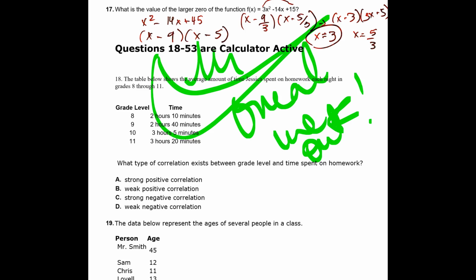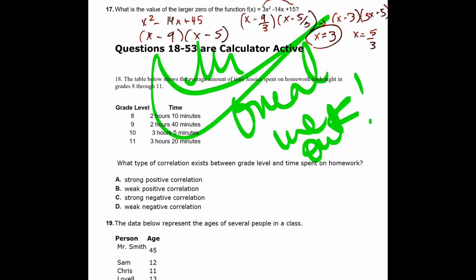All right, welcome to the calculator active section of the video. For the sake of time, I am not going to do every problem. I'm going to give you some hints, and then you have to put it in your calculator to get the right answer. I'm just not going to go through all of that because it's going to be too much.